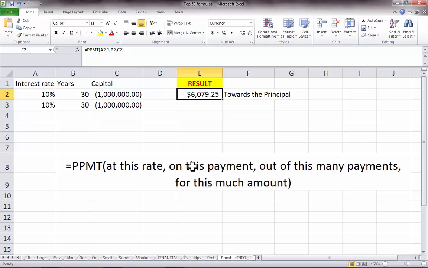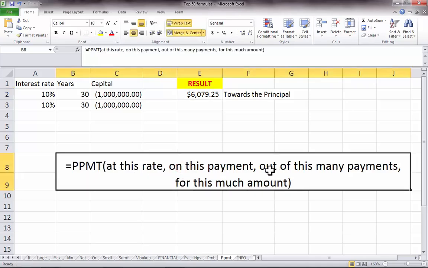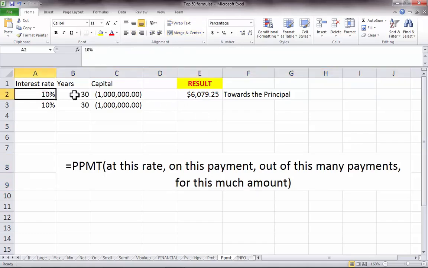PPMT. This is related to the PMT formula from a while ago. So we're specifying the rate, and then which payment, out of how many payments, for this specific amount. Just to show you an example, we're using the same parameters: 10% for your interest rate, you're paying 30 years for the mortgage, and you're loaning $1 million.